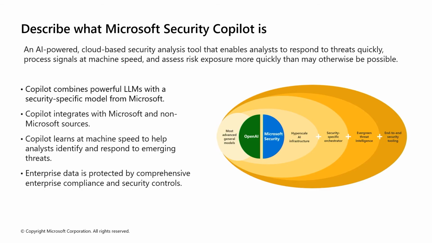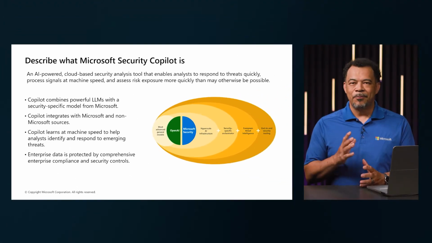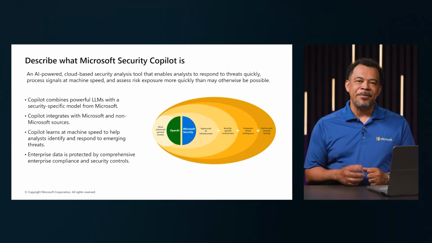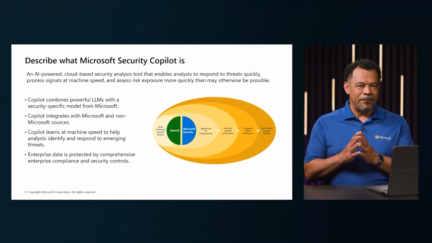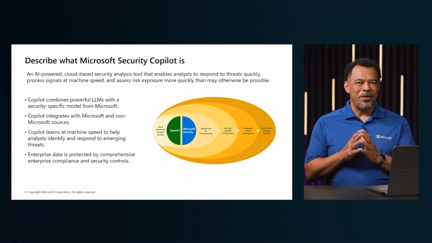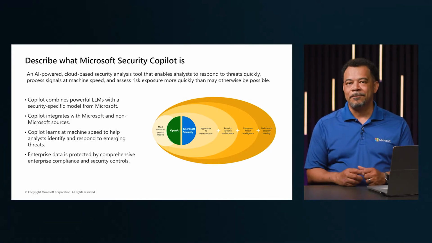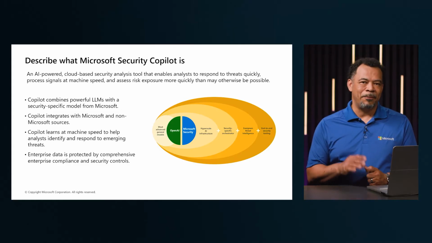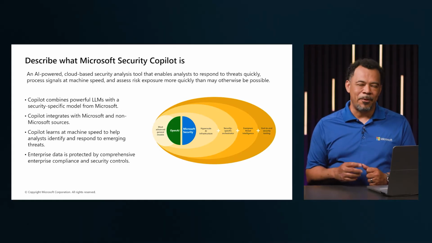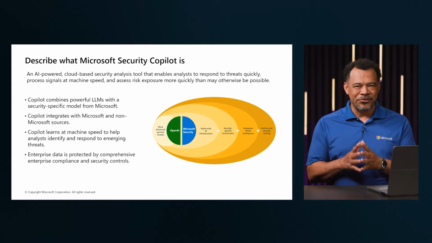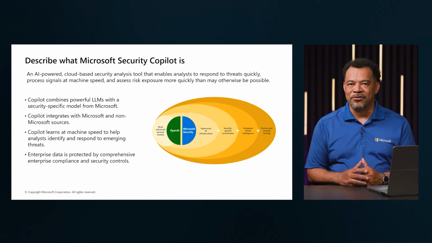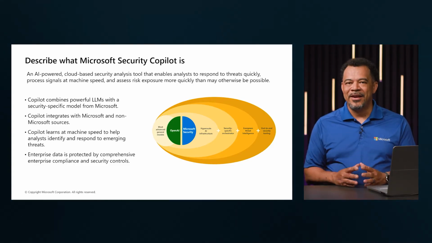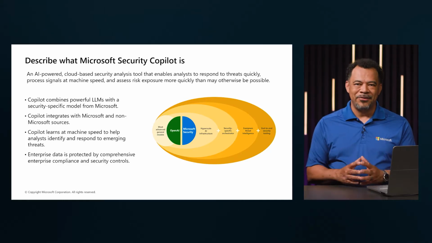Microsoft Security Copilot is a cloud-based AI-powered tool that helps security analysts respond to threats faster, process signals at machine speed, and assess risk exposure more effectively than traditional methods. It combines advanced large language models with a security-focused model developed by Microsoft. Copilot works seamlessly with both Microsoft and third-party data sources. It continuously learns at machine speed, helping analysts stay ahead of any emerging threats. And of course, enterprise data is safeguarded by robust compliance and security standards.